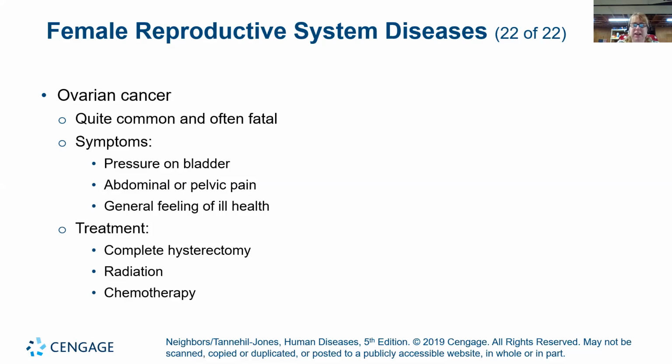When we switch to ovarian cancer, it's unfortunately quite common and often fatal. Again, the symptoms are pressure on the bladder, abdominal pelvic pain, just a general overall feeling of ill health. Okay. The treatment is a complete hysterectomy, and a complete hysterectomy involves the ovaries, the fallopian tubes, and the uterus and the cervix. Okay. So a partial hysterectomy usually just involves removal of, say, the uterus and the cervix. Okay. Radiation, chemotherapy, but again, the prognosis for ovarian cancer is not nearly as good as uterine cancer.